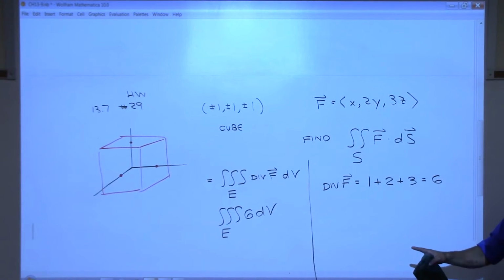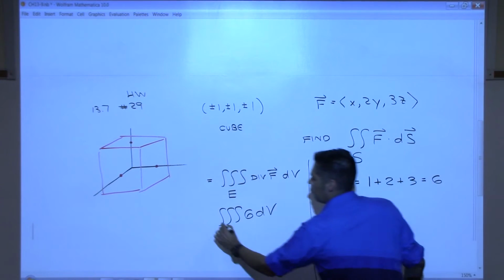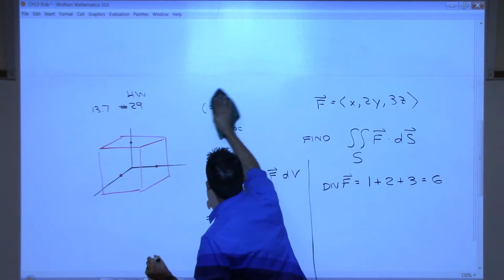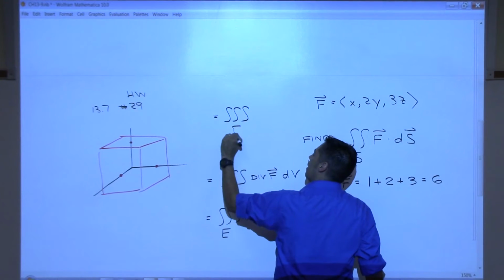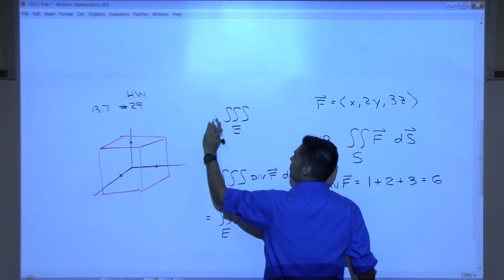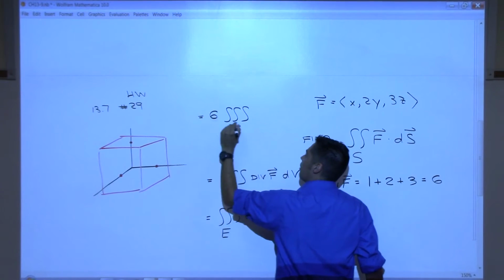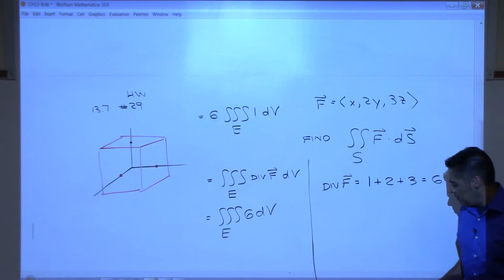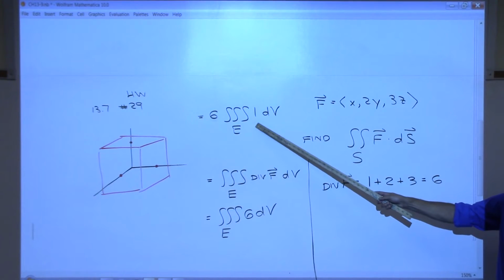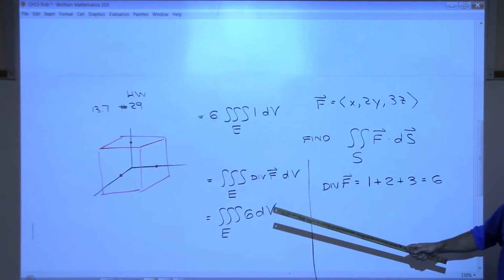And I can pull the 6 out, and that becomes the triple integral over E of 6, which is 6 times the triple integral over E of 1 dV. And that just means the volume of E.